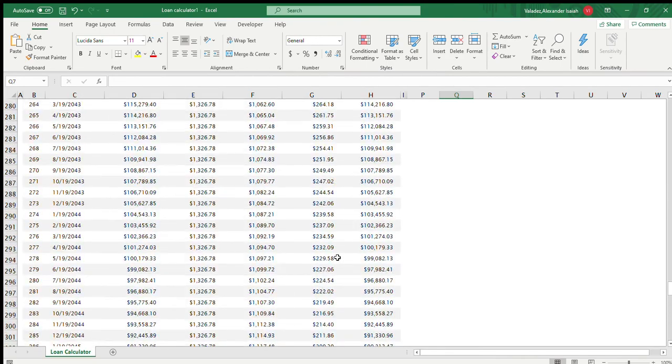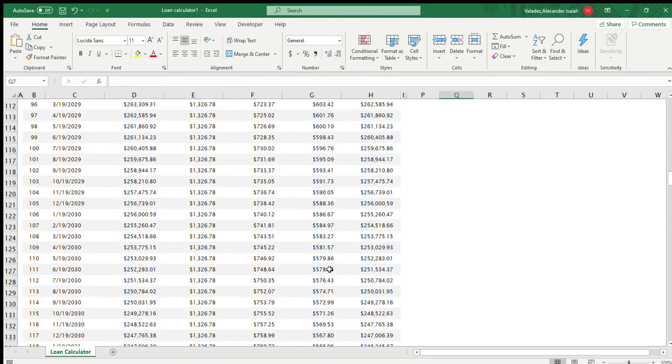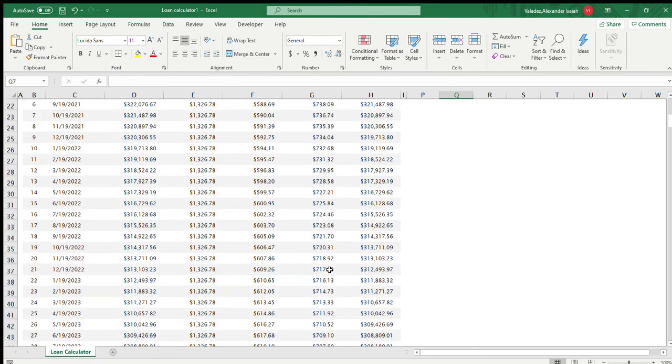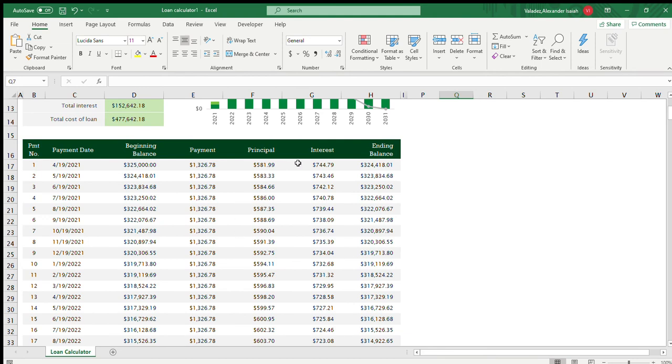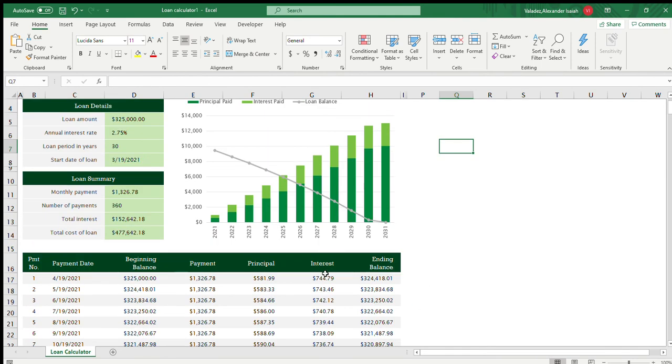All right, so this tool is a very good tool to give you an idea of what you can afford, how long it will take you to pay off, how much you're paying in interest, your beginning and end balance. It's a very, very cool tool.